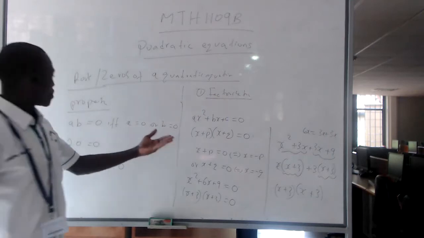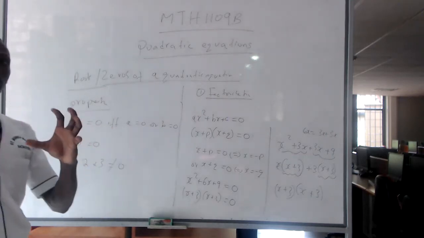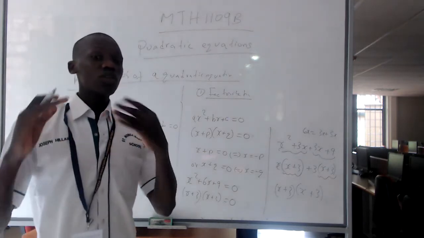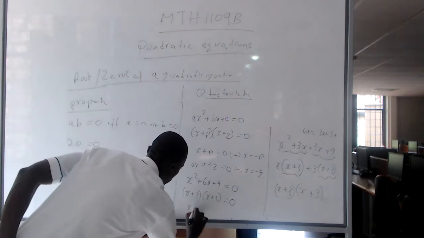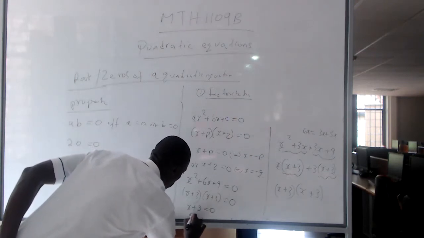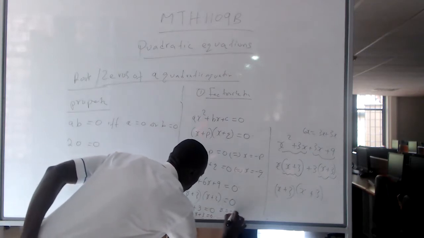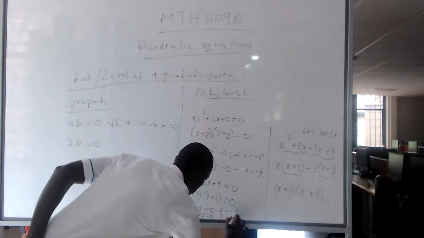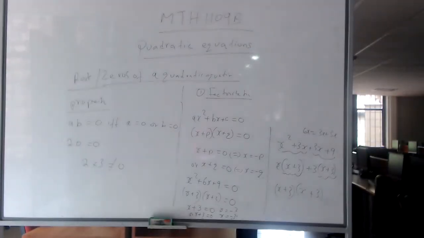Now, by the property of real numbers, integral domains, the product of two numbers is 0 if and only if one of them is 0. That tells you that x plus 3 will be 0 or x plus 3 will be 0. Therefore, x is minus 3 and x is minus 3. So in this case, we have found a solution which is repeated twice. And there's no problem with that.